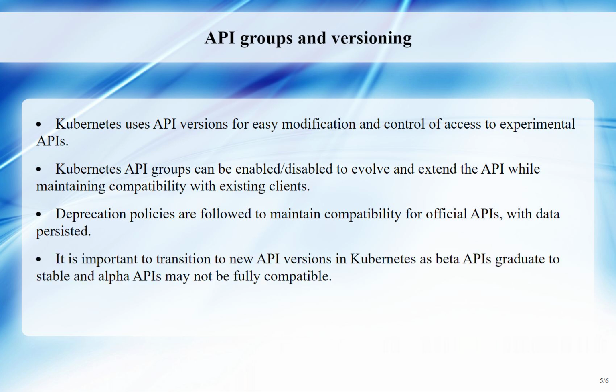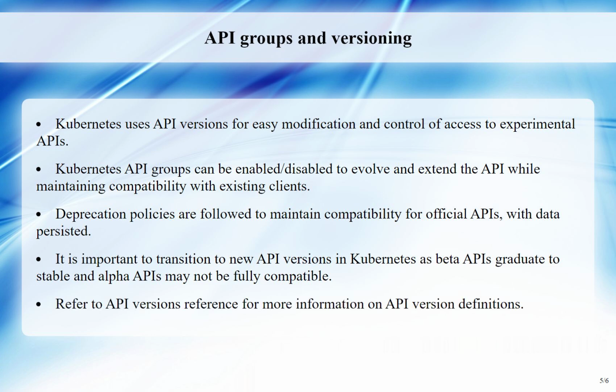Transitioning to subsequent beta or stable API versions is necessary once a beta API graduates to stable. While Kubernetes strives to maintain compatibility for alpha APIs, in some cases this may not be possible. It is important to check the release notes when upgrading a cluster using alpha APIs, as they may change in incompatible ways. For more information on API version definitions, refer to the API versions reference.